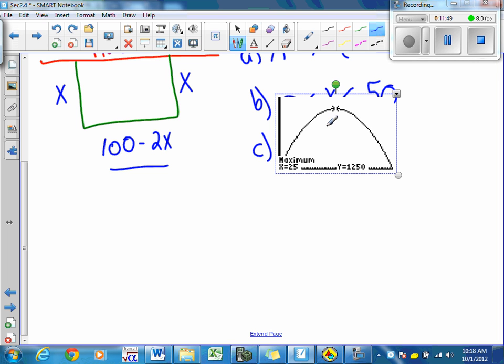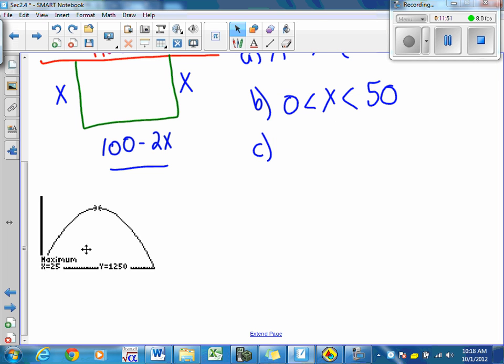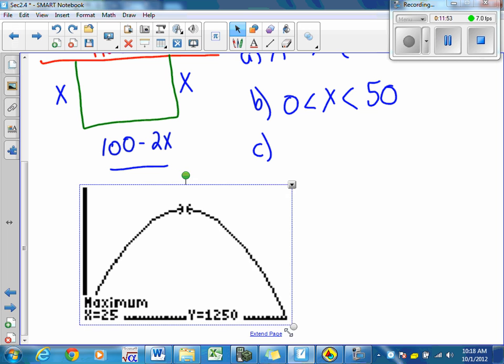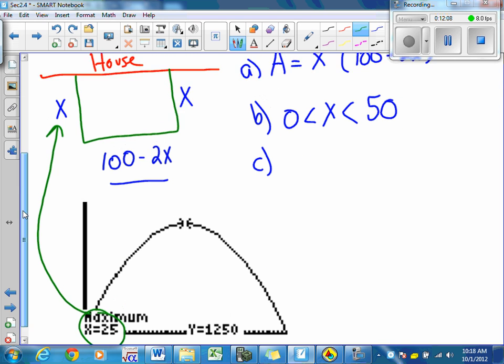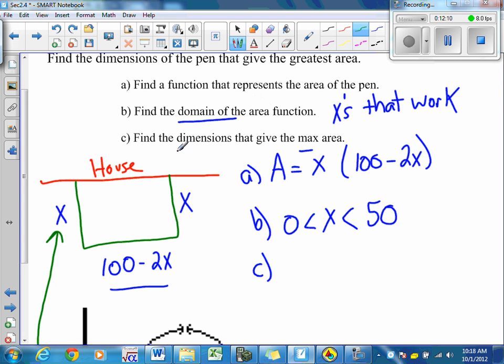So it says find the dimensions. So if x is 25 by, now let's also put 25 into here. 2 times 25, 50. So my dimensions are 25 by 50. So the dimensions of my dog pen are 25 by 50.